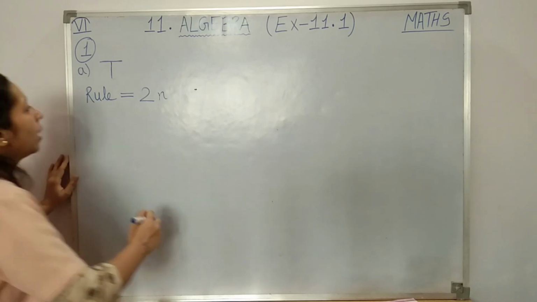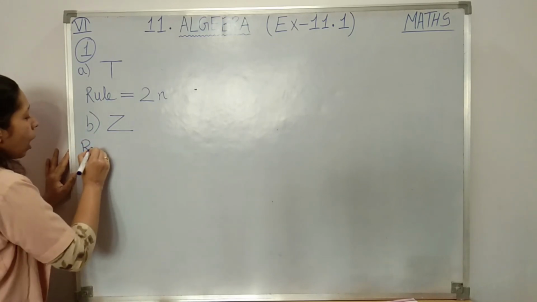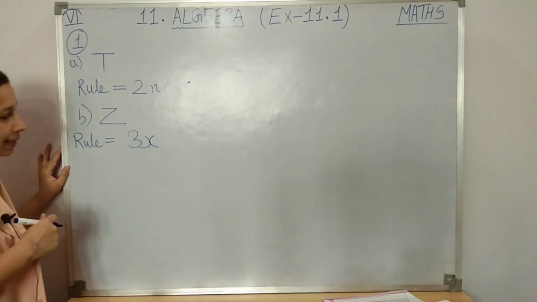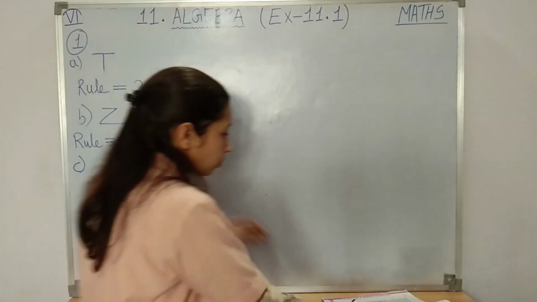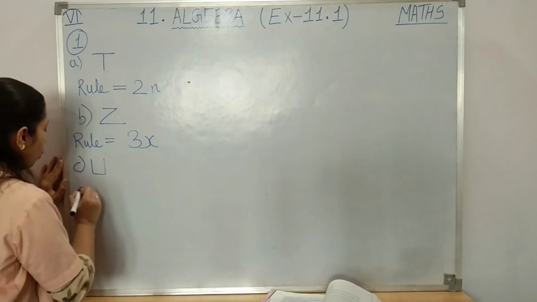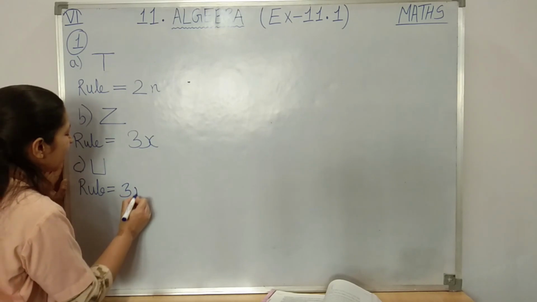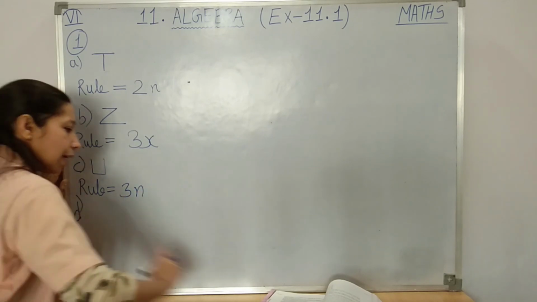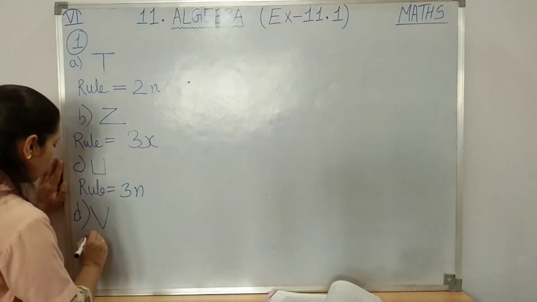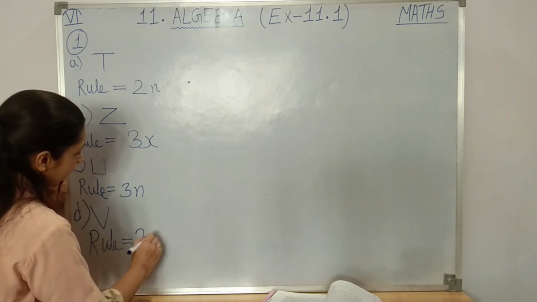Isn't it, students, clear? Now let us see point B. Now you want to make letter Z. For letter Z, how many matchsticks will we use, students? 3. Then you can use any variable. Here I have used X. Then for C, now we want to make U. For U, let us write the rule. Again, we will use 3 matchsticks. So 3X, 3A, 3B, anything you can write, students. Then point D, if we want to make the pattern for letter V, how many matchsticks are to be used? 2. So the rule will be 2A, like this.